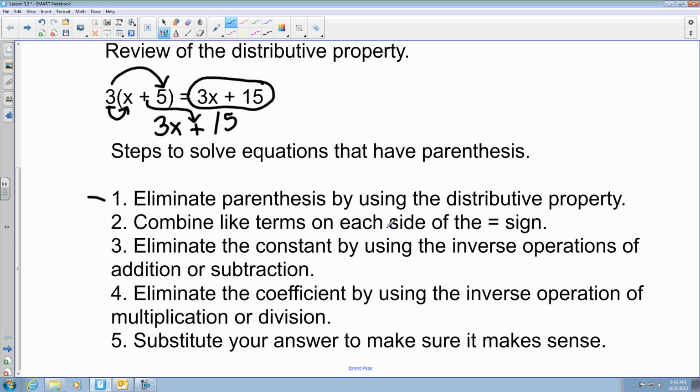We're going to eliminate the constant by using inverse operation of addition or subtraction. Then we're going to eliminate the coefficient by using the inverse property of multiplication or division. And then last step, we're going to see if it makes sense. So it's a lot of the same of what we did from 3.1, except we're going to use the distributive property to remove parentheses.